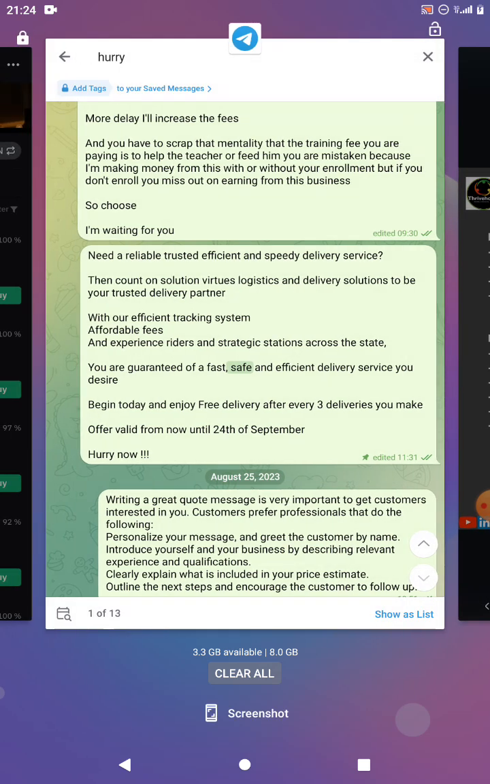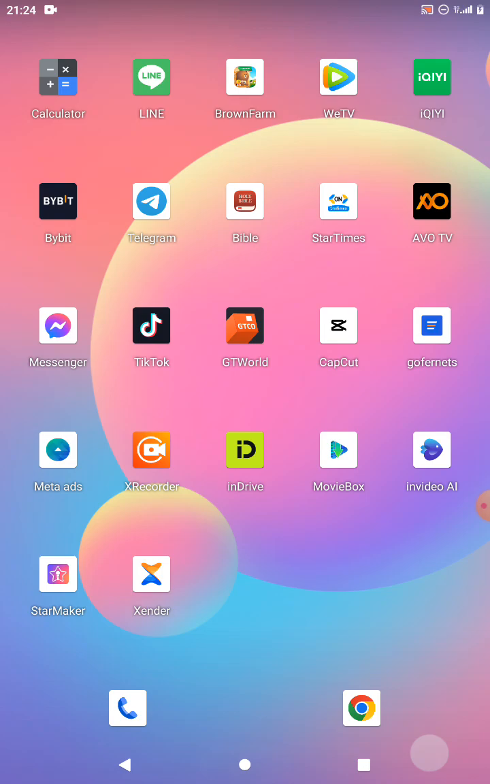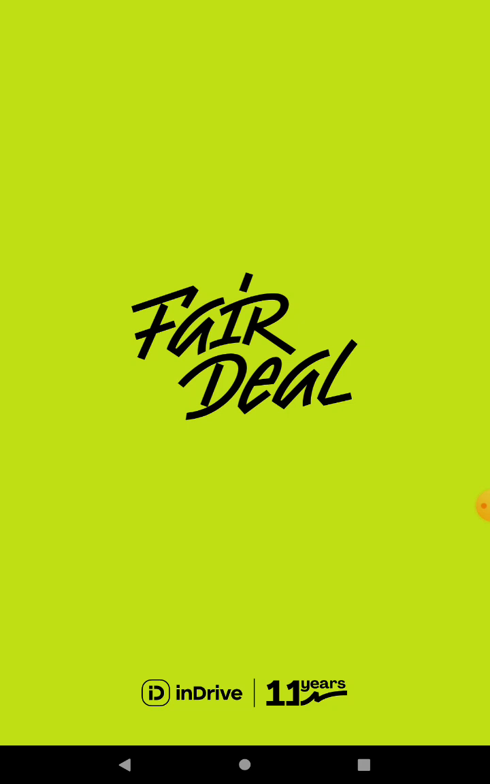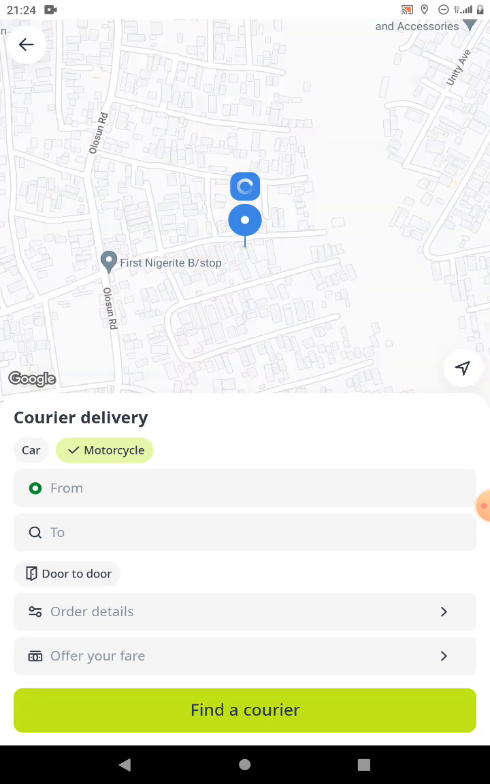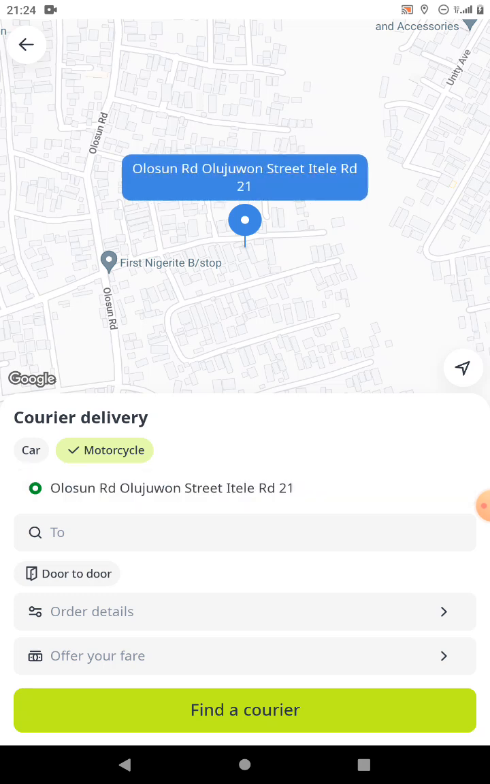Okay, I'm going to go to a platform called InDrive. I want to show you something. When you go to InDrive, we are trying to check the average price for a particular destination. Now, motorcycle courier delivery.